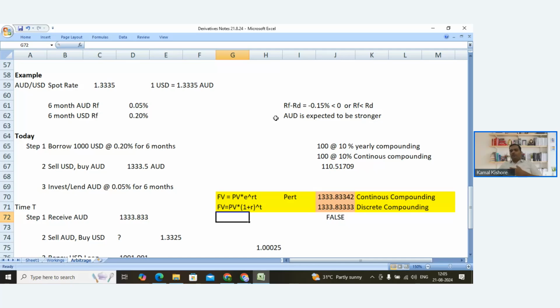Okay, so if RF is less than RD, I don't think they are talking about RF less than RD. They are confusing with RF minus RD. So there you can also write with your pen on the side. If RF minus RD is less than 0, what they are telling is, that means what? RF is less than RD, negative.